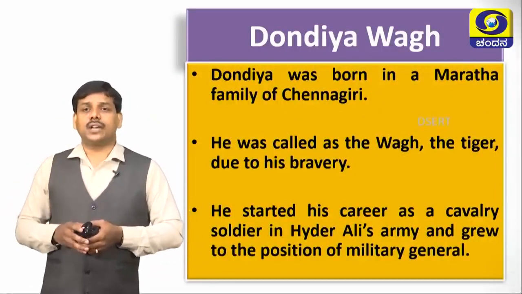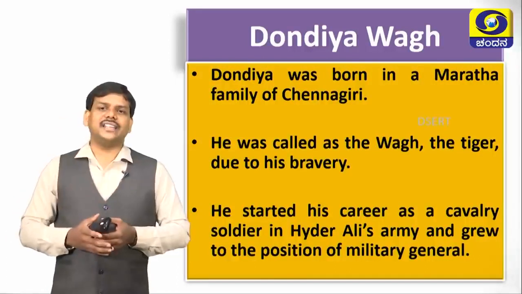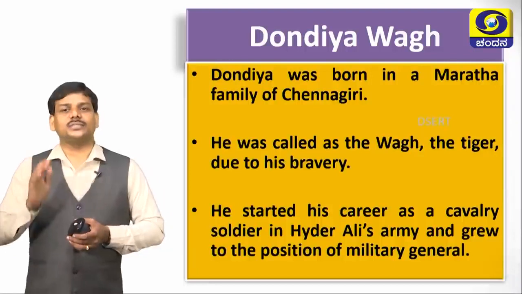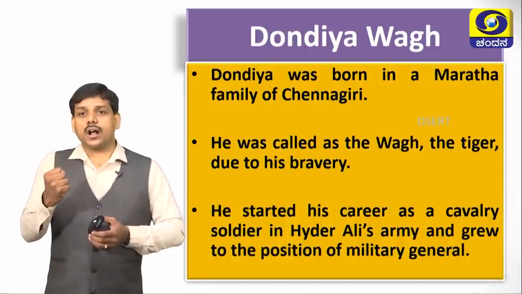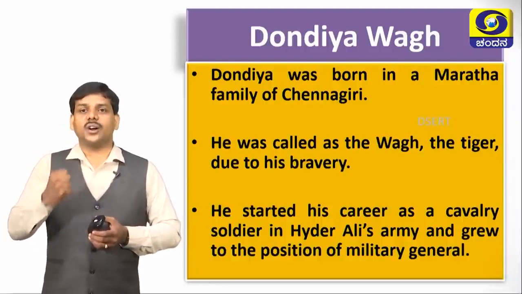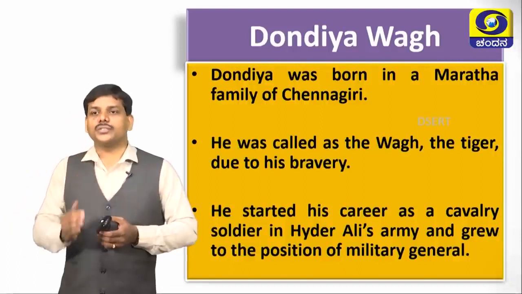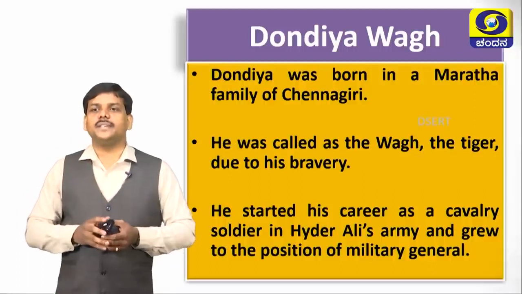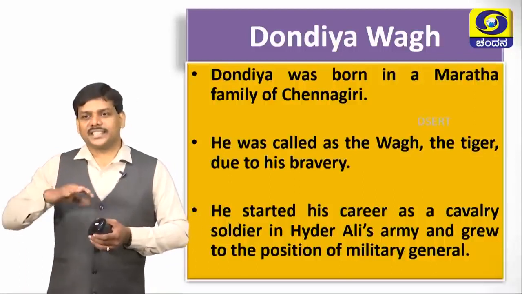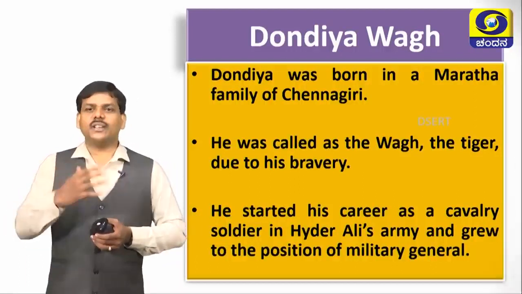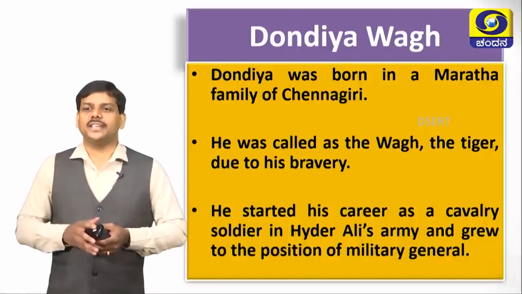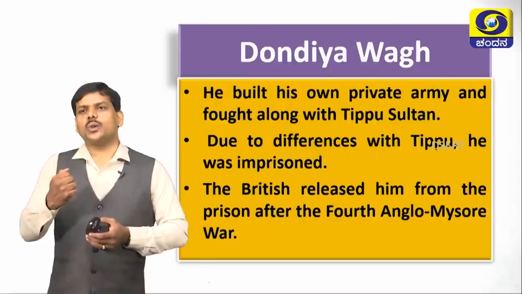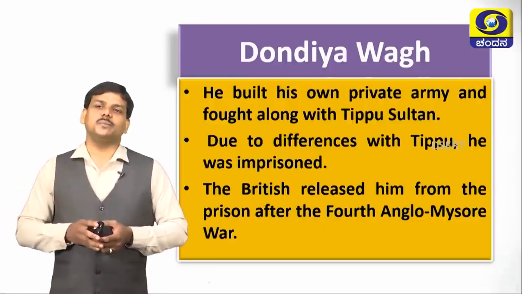Another important leader from Karnataka who fought against the British was Dondiyavag. He was born in a Maratha family of Channagiri and he was called Vag. Why was Dondiya called Vag? Because of his bravery. What do you mean by Vag? Vag means the tiger. He started his career as a cavalry soldier in Hyder Ali's army and grew to the position of military general. He built his own private army and fought along with Tipu Sultan.